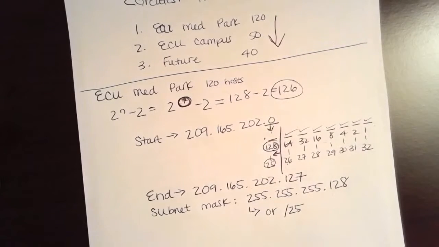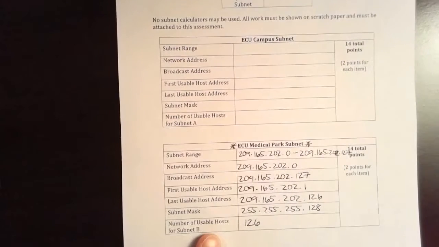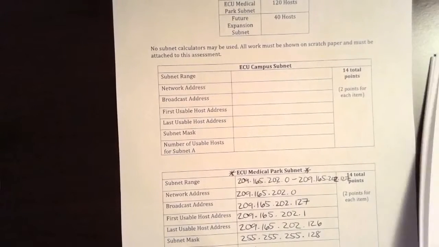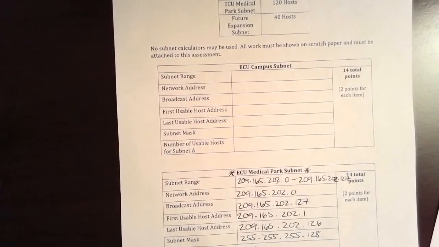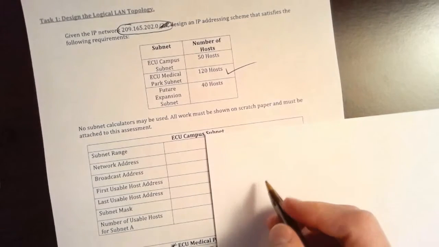So we got one of our subnets filled out there. Very important when we go assigning addresses. So now let's work on the second one, which is the ECU Campus subnet. And that one needs 50 hosts. So we got this one done. So now we're going to work on the ECU Campus.